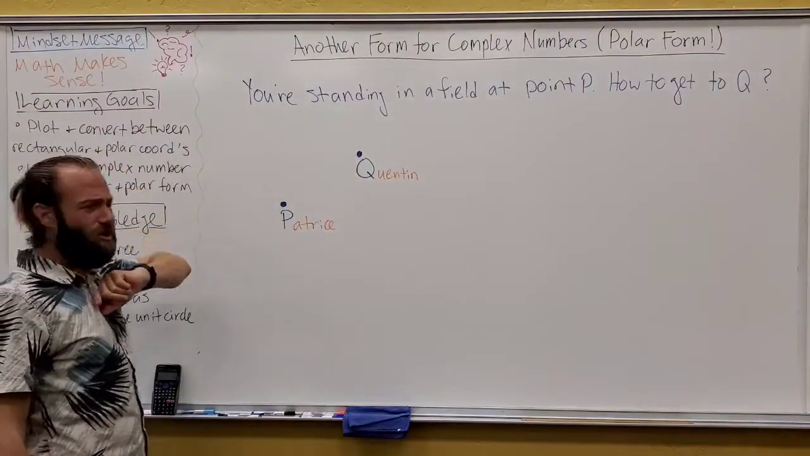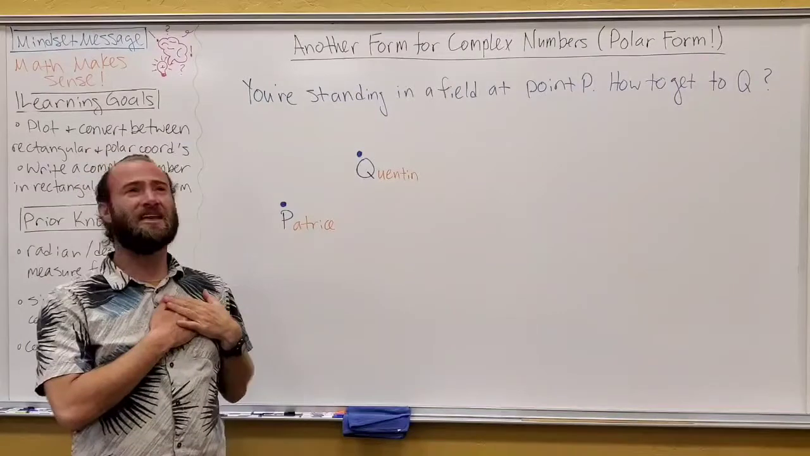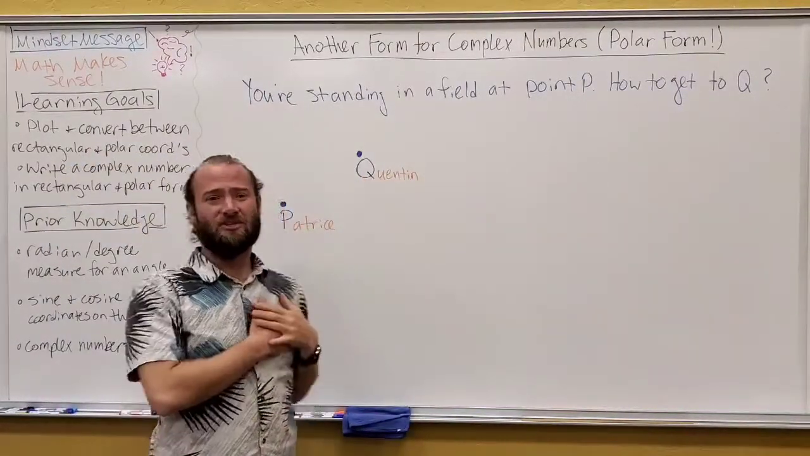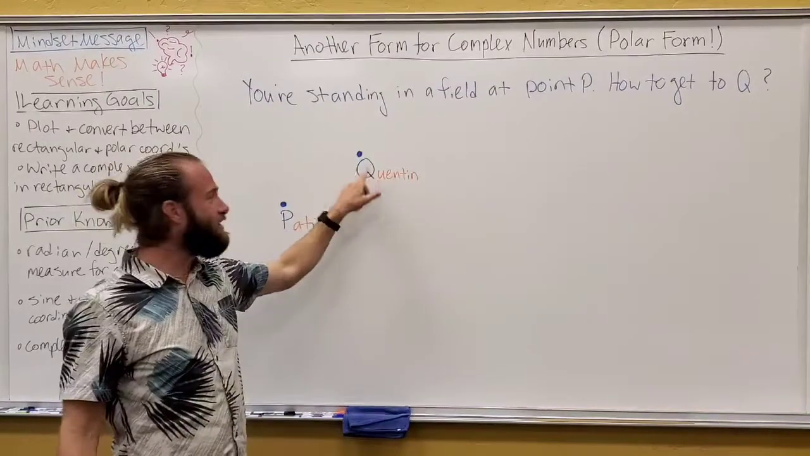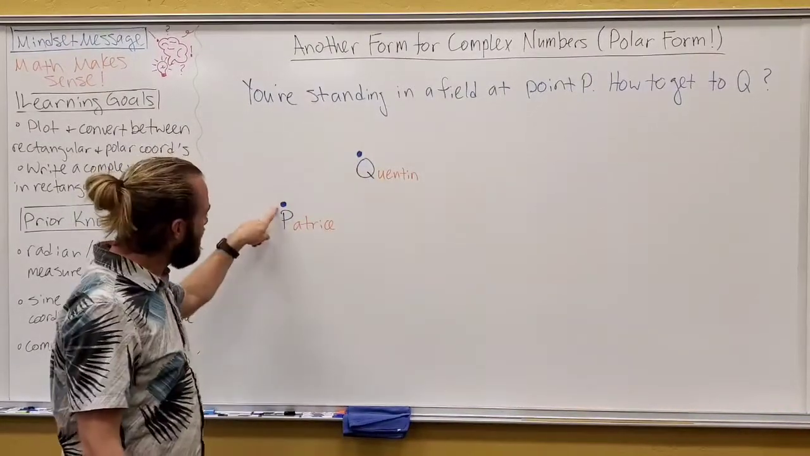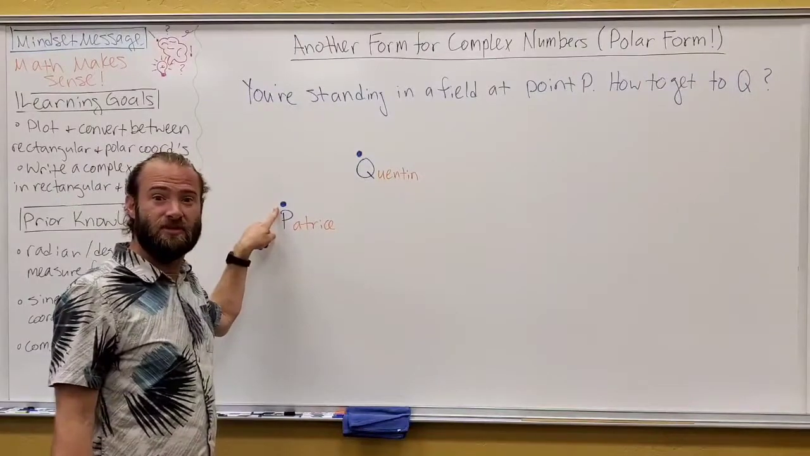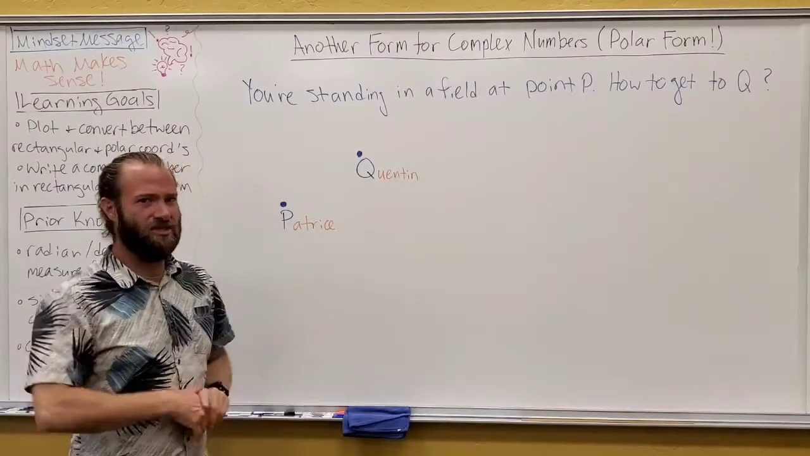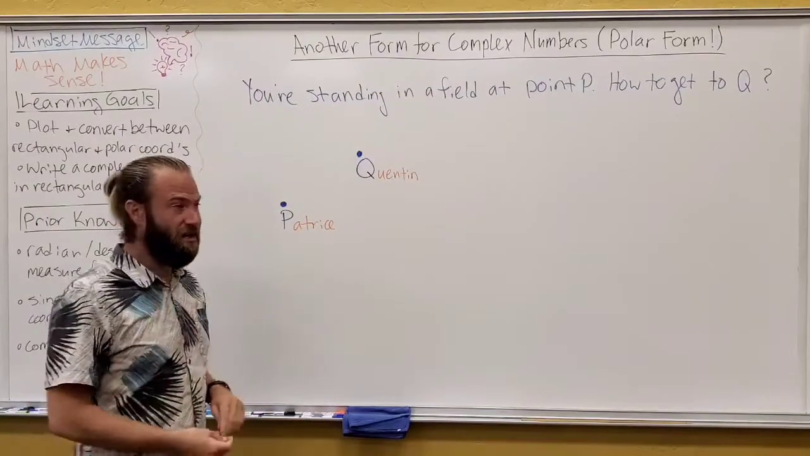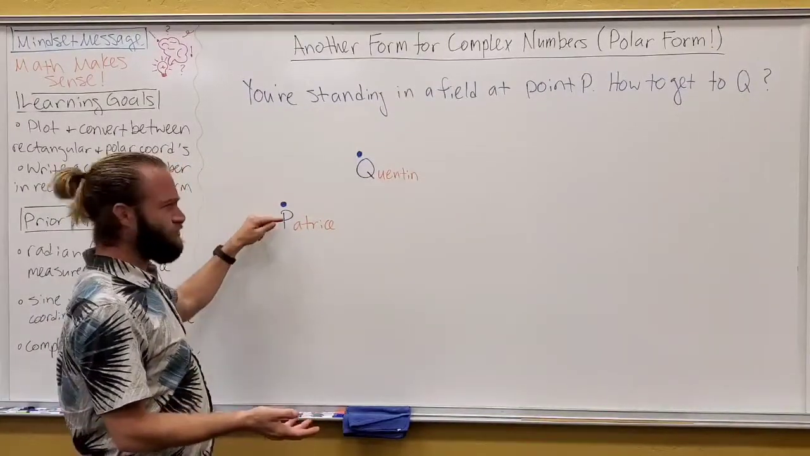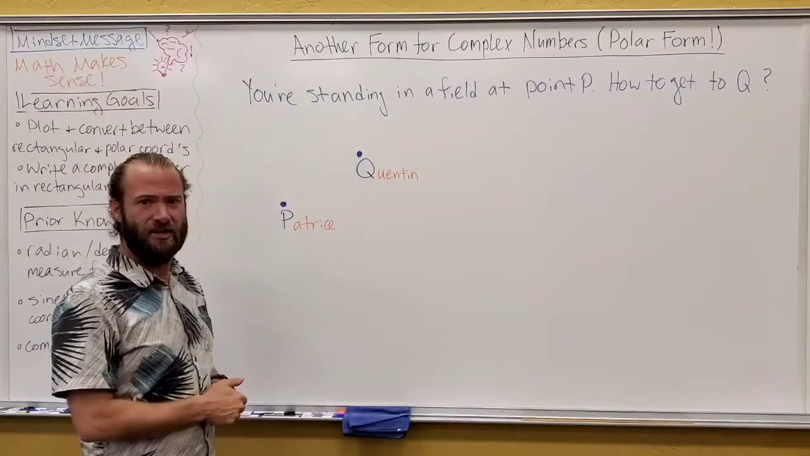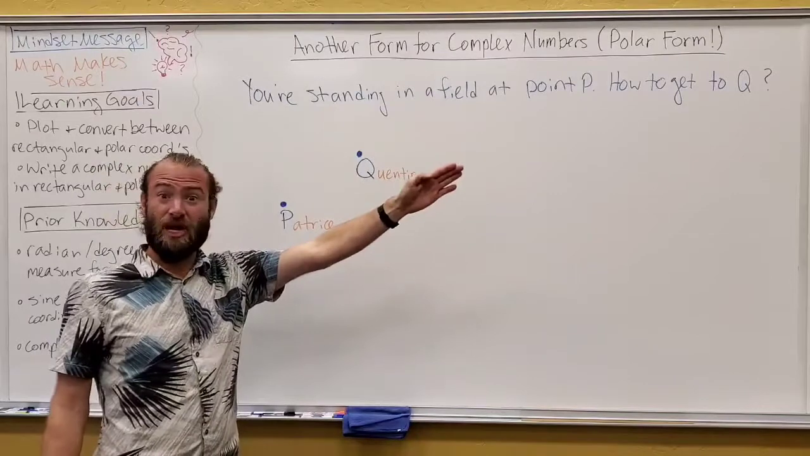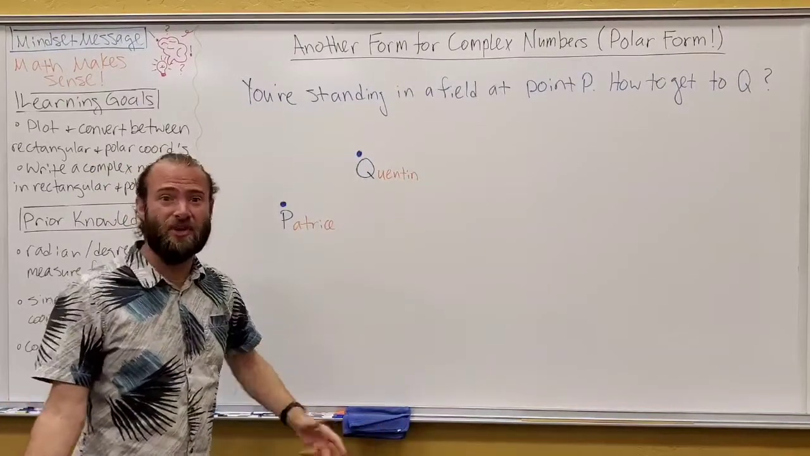So suppose you, Patrice, are standing at point P in a field, and you want to get to your long-lost love, Quentin, who is over here. How would Patrice move to get to Quentin, most logically? And again, no, this is not a trick question. You're likely to say, well, what do you mean? Patrice would face in Quentin's direction, right? She'd turn to face him, and then she would walk directly towards him. That's the most efficient way, right?